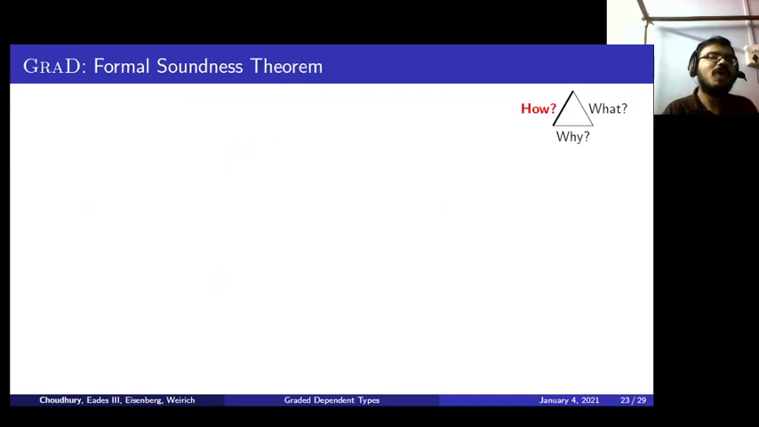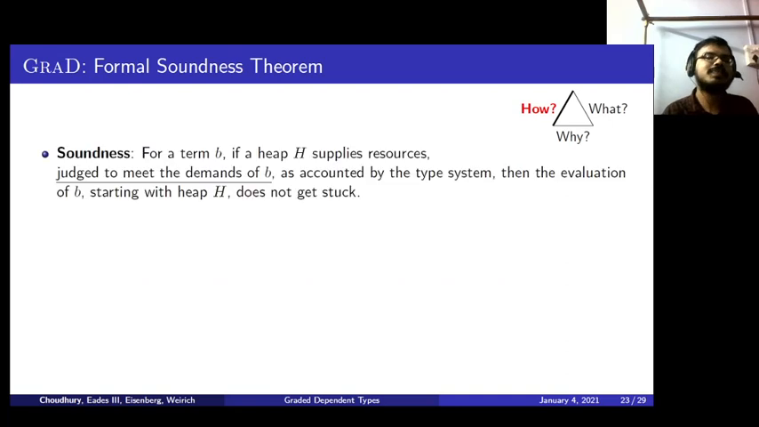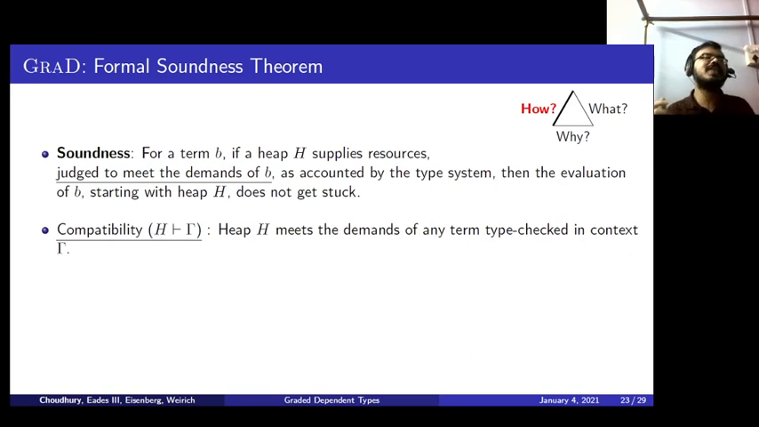Now let us formalize this statement. But before that, we have a clause, judged to meet the demands of B. How do we express this? Now we know the demands of B from its context. So a heap meets the demands of B means the heap is compatible with the context.